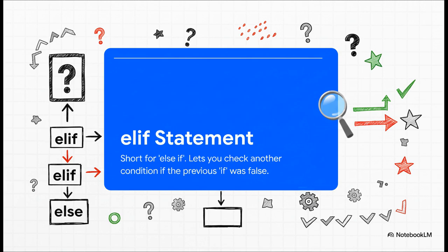What it does is let you chain a bunch of different checks together. So why is this so useful? It keeps your code from becoming a tangled mess. Instead of nesting ifs inside of ifs, elif creates this clean, logical ladder.